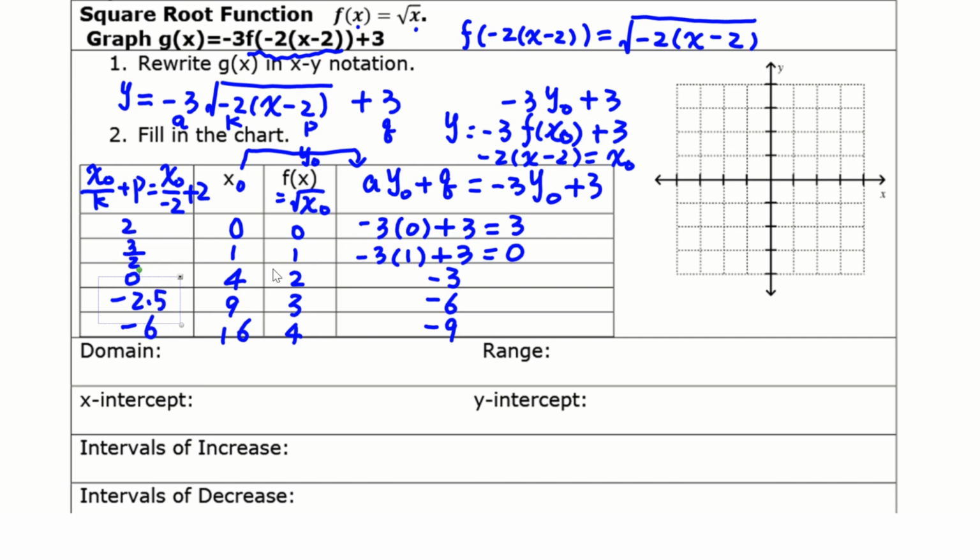Then we have those points. So the first point is 2, 3. So we are going to just go over 1, 2, 3, 4.